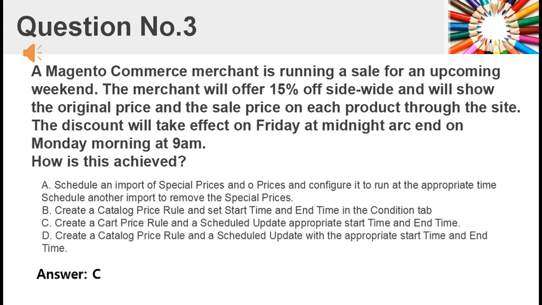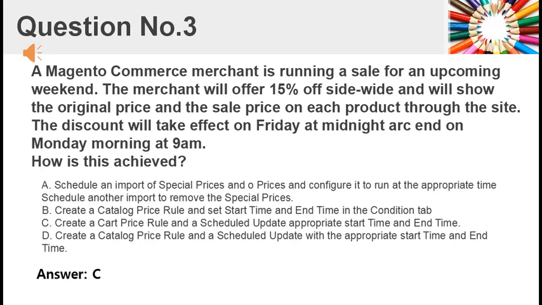A Magento Commerce merchant is running a sale for an upcoming weekend. The merchant will offer 15% off site-wide and will show the original price and the sale price on each product throughout the site. The discount will take effect on Friday at midnight and end on Monday morning at 9 a.m. How is this achieved?